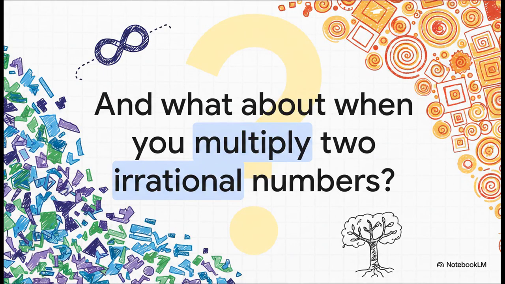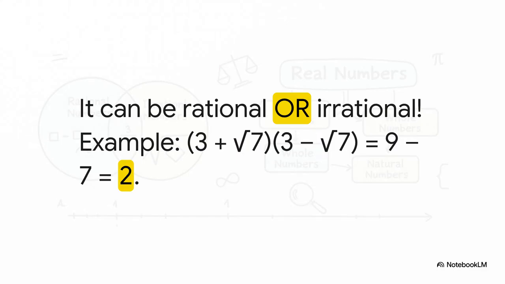But okay, what if you multiply two irrational numbers together? Does the wildness just get even wilder? And here is where you get a surprising twist. The result can actually be rational. I mean, look at this example. 3 plus the square root of 7 times 3 minus the square root of 7. Both of those are irrational. But when you multiply them out, the square roots just cancel each other out, and you're left with the perfectly rational number 2. So it seems sometimes two irrational wrongs can make a rational right.